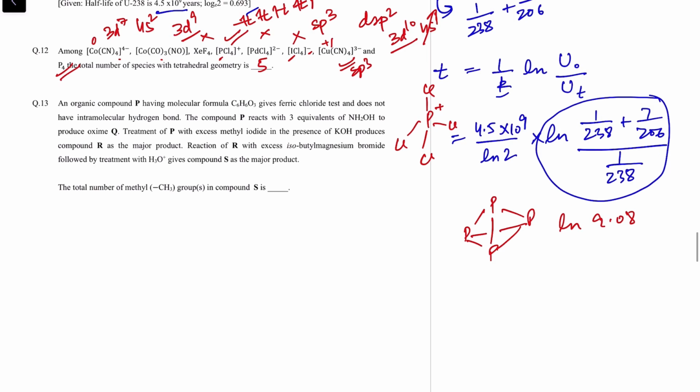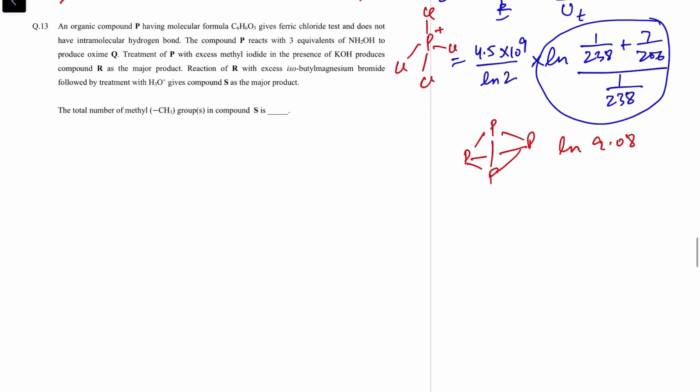Moving to question number 13, an organic compound P having molecular formula C6H6O3. It is clear from the formula itself that the degree of unsaturation is high. Since it gives the ferric chloride test, it has to have a phenolic group, right? The moment you draw benzene, you have exhausted 6 carbon atoms.